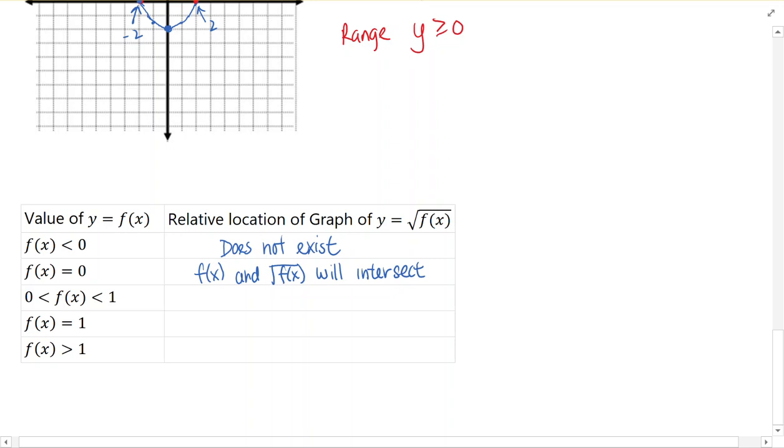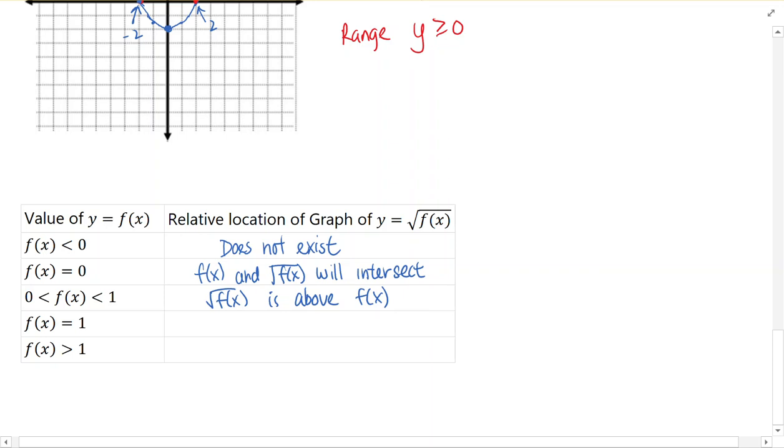When f of x is between 0 and 1, then the location of the square root graph will be above. Those are the times when I tried to zoom in to show you that the square root of f of x graph is above. So the square root of f of x is above the f of x graph.